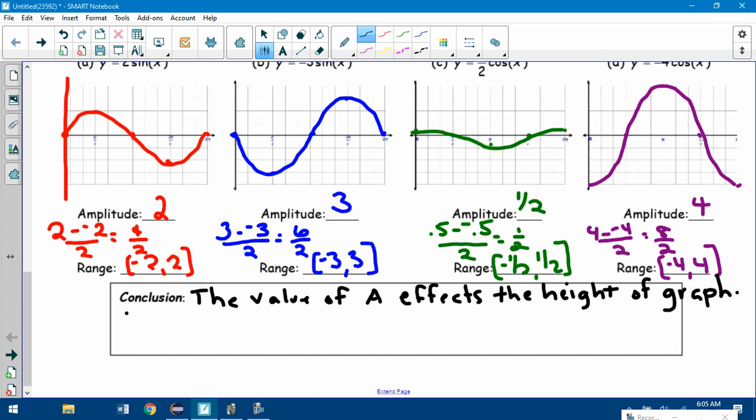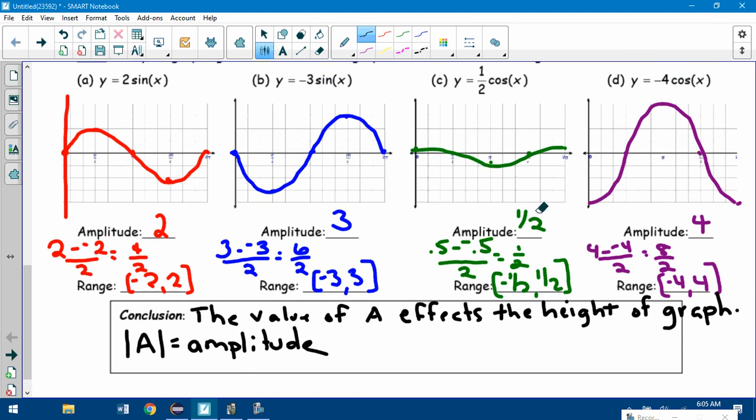And the absolute value of A will always give you the amplitude. You can see that all these amplitudes were positive, even though sometimes A was negative, like in B and D. That's because, again, the amplitude is always high minus low divided by 2. So it's just the height that it's going from the midline. So it's always absolute value.